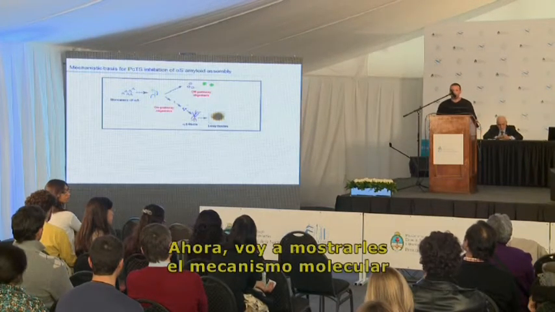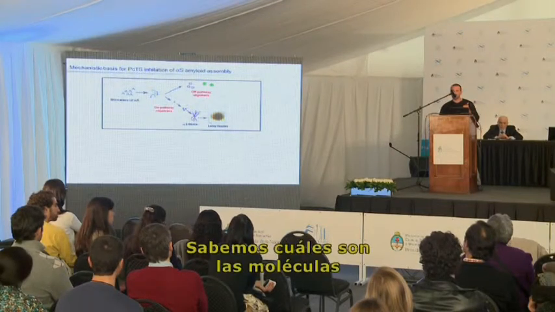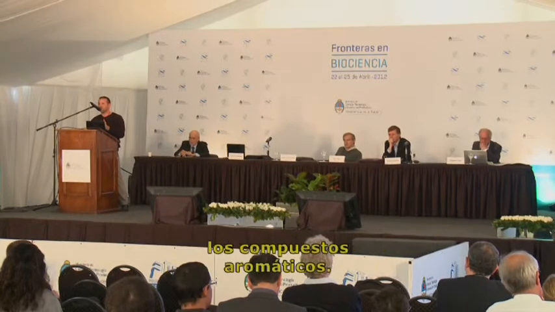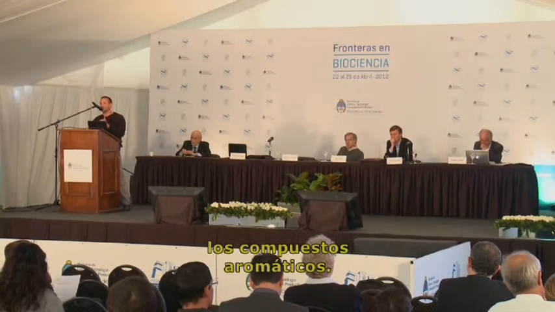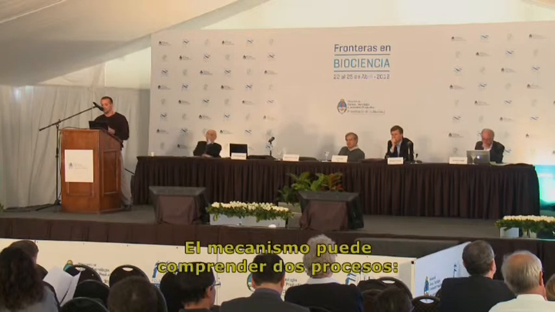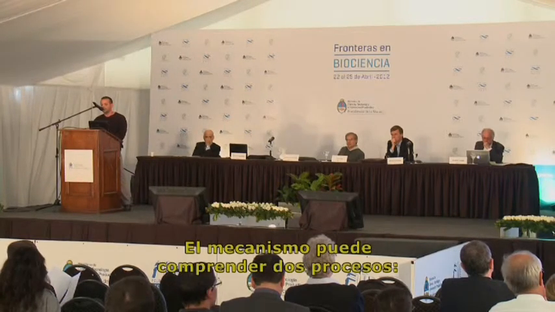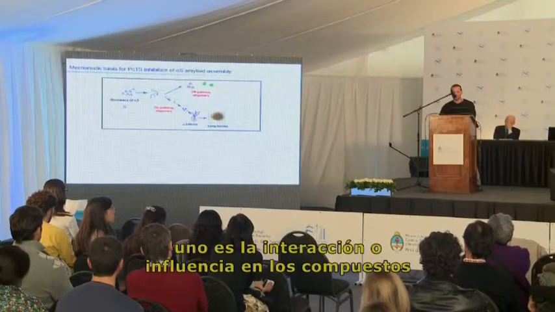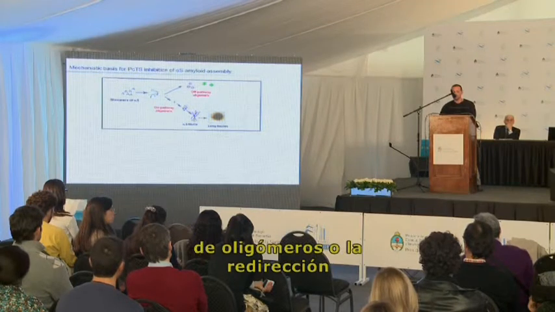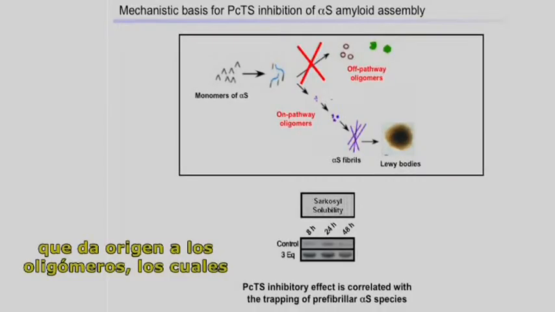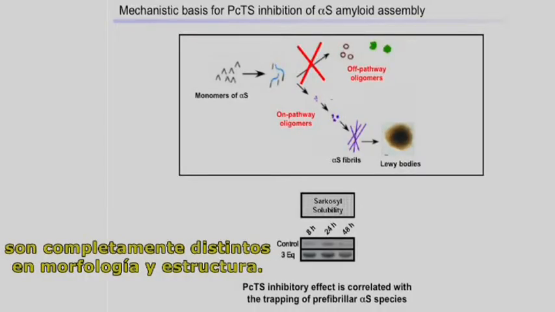So, what is now the molecular mechanism by which this compound inhibits? We know the structural bases that involve the interaction, probably pi-stacking interaction with aromatic compounds, and the mechanism may involve two processes. Either the interaction is influencing the on-pathway oligomers, or it is redirecting the pathway towards an off-pathway mechanism that gives rise to oligomers that are completely different in terms of structure and morphology from those involved in the on-pathway mechanism.